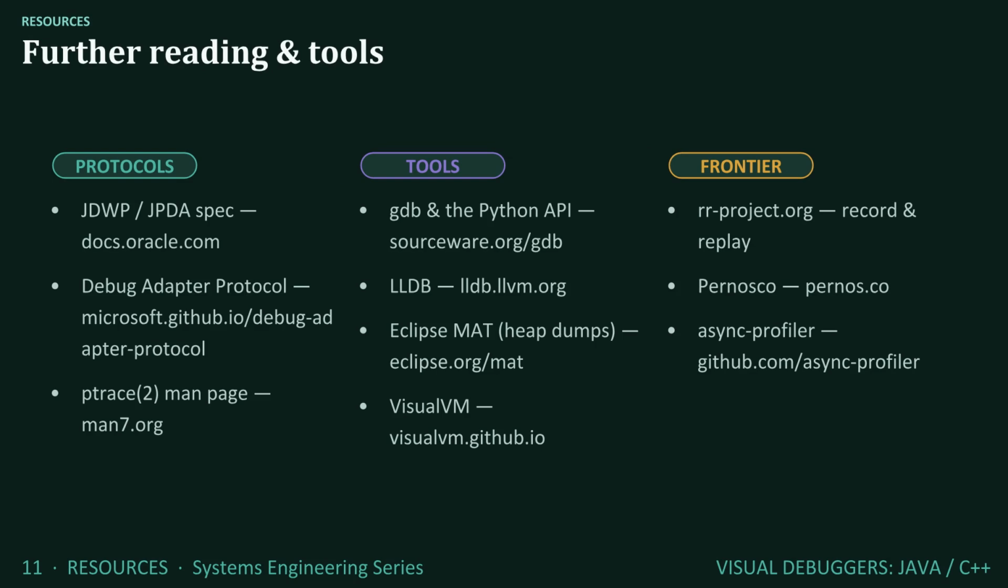You don't need to memorize any of this right now. You just need to know it exists, so you can find it again at 2 in the morning. For protocols, the JDWP and JPDA specification on Oracle's doc site, the debug adapter protocol spec from Microsoft, and the ptrace man page. For day-to-day tools, GDB and its Python API, LLDB, Eclipse MAT for heap dump analysis, and VisualVM, both of which, worth noting, are usually already available in your JDK environment, even if your teams never open them. And for the frontier, rrproject.org, Pernosco, and Async Profiler on GitHub.